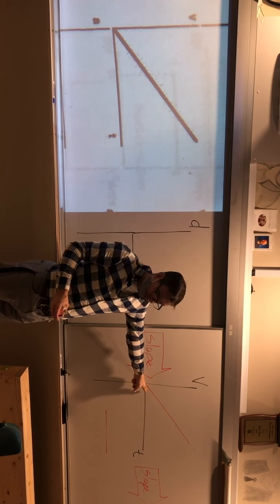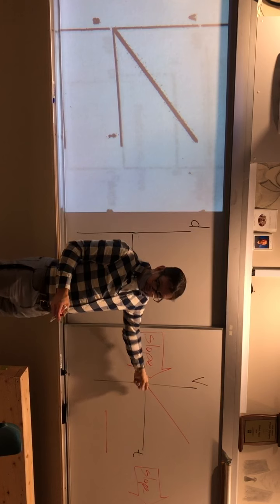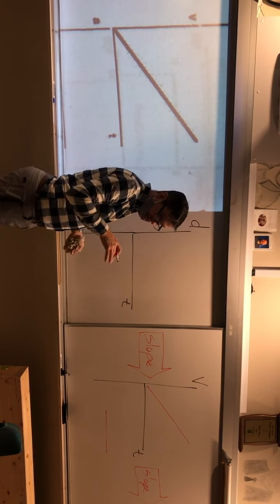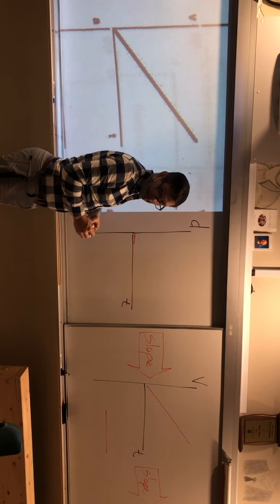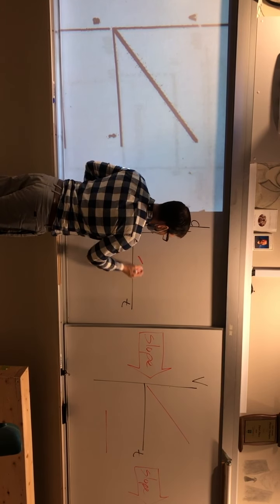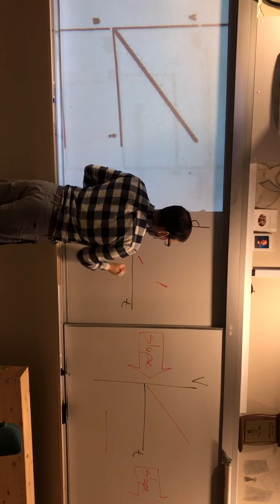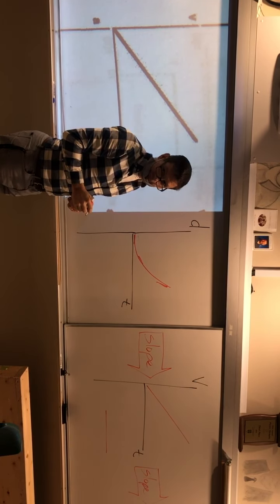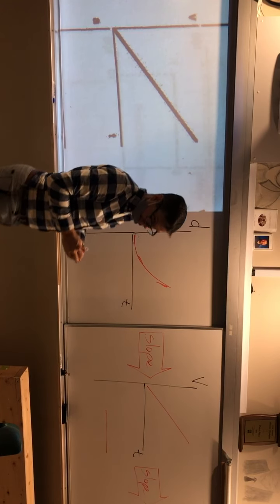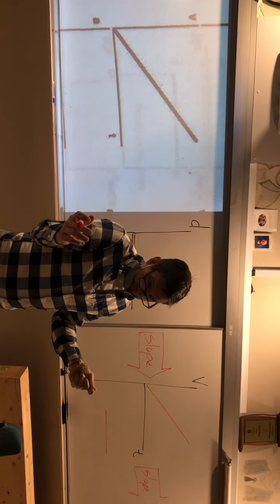So the value here is 0. So how do I start? It's got to be a 0 slope, right? So this has to be flat here. And then my slope is a little bit more, and then my slope is a little bit more. And so you have to curve like that. Okay, make sense? Okay.